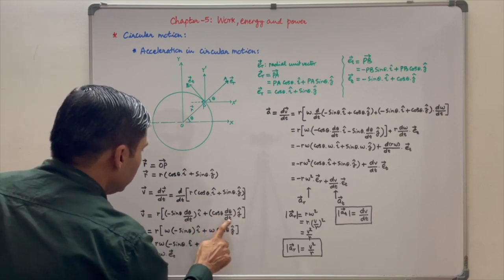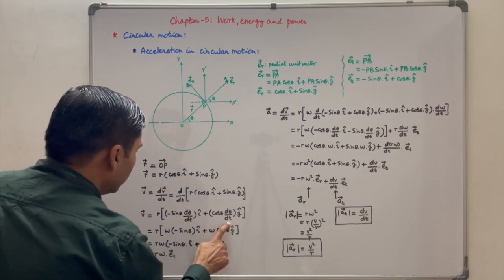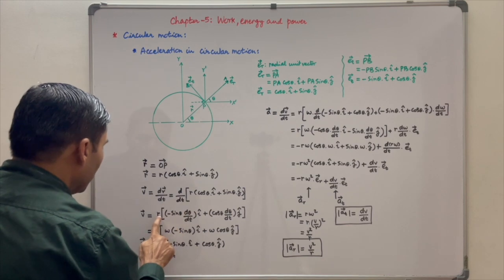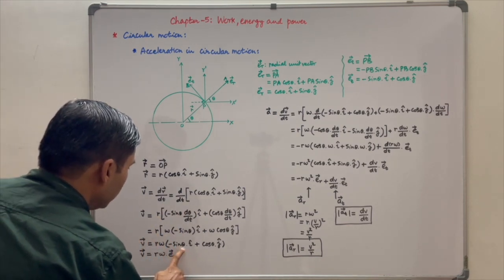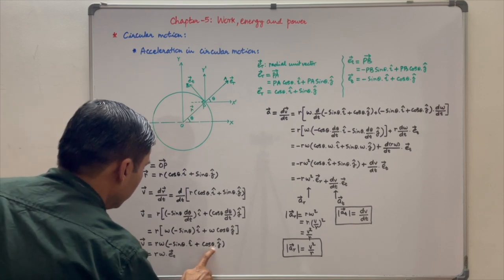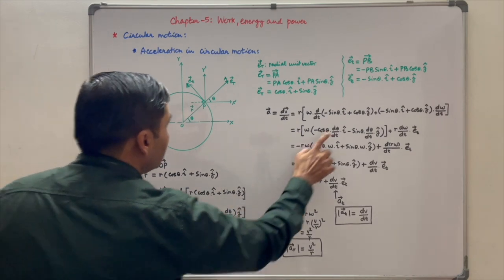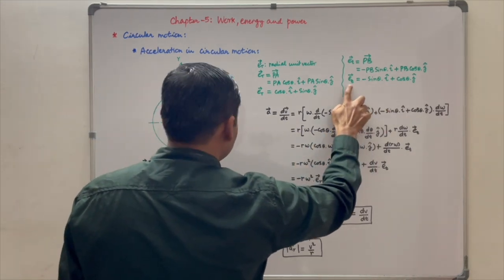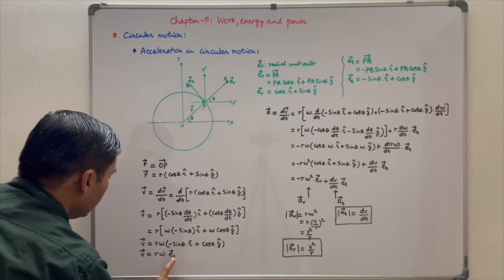dθ/dt is ω. So we can take ω common in both the terms and take it out. So vector V is equal to rω into (−sinθ i + cosθ j). In place of −sinθ i + cosθ j, we can write vector Et. So vector V is equal to rω into vector Et.